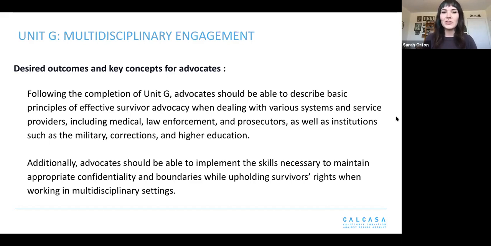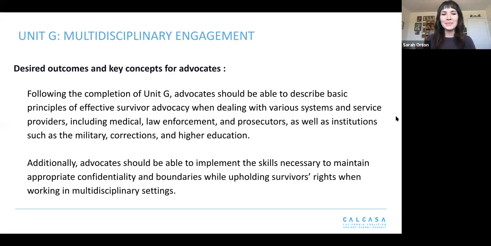Obviously, of course, this includes medical and law enforcement, prosecutors, as well as some institutions that we'll be talking about today, such as military, corrections, and higher education. Lastly, it's important that advocates walk away from this unit being able to implement the skills necessary to maintain appropriate confidentiality and boundaries, so important, while upholding the survivor's rights when working in multidisciplinary settings.